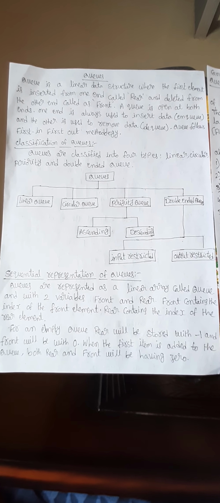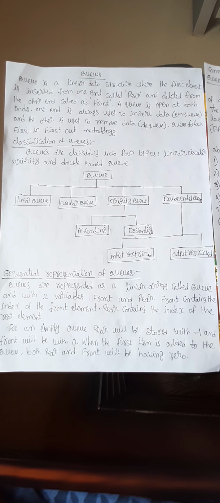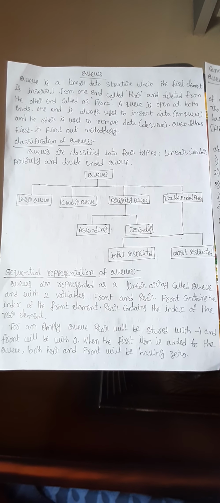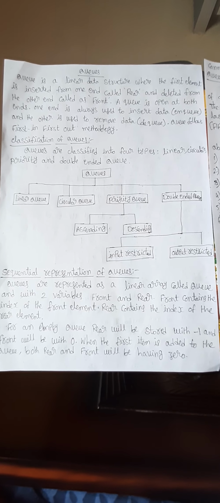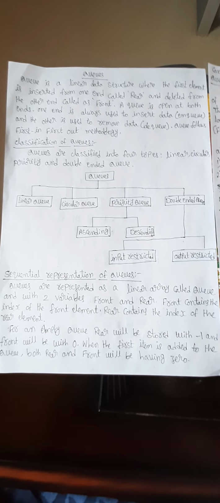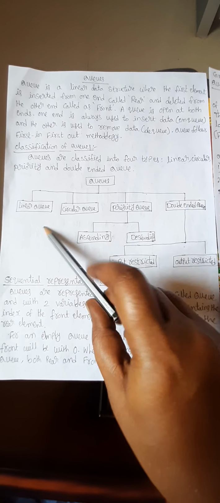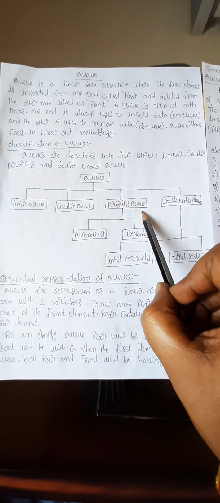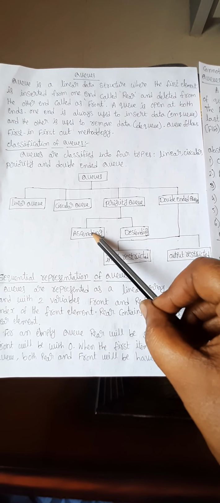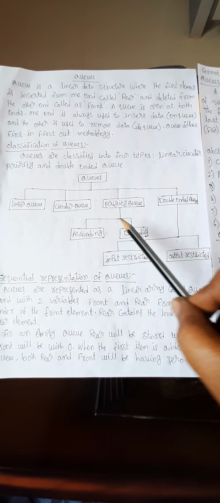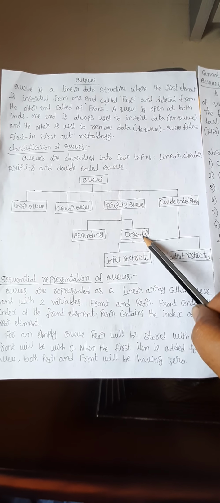Classifications of queues. Queues are classified into four types: linear queue, circular queue, priority queue, and the double-ended queue. The priority queue is again divided into two types: ascending priority queue as well as descending priority queue.